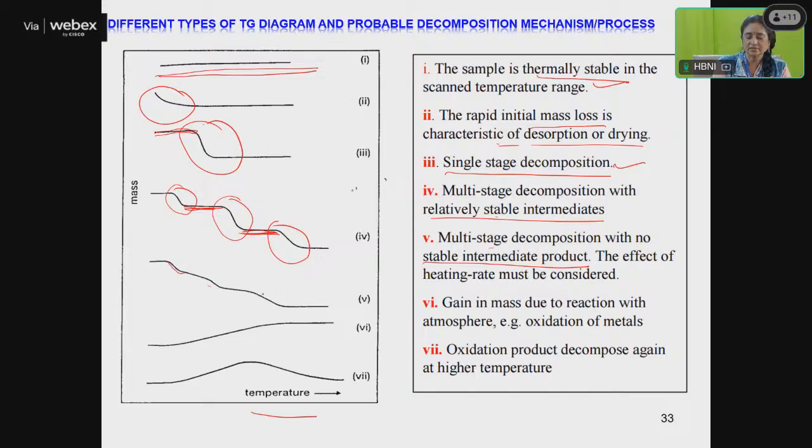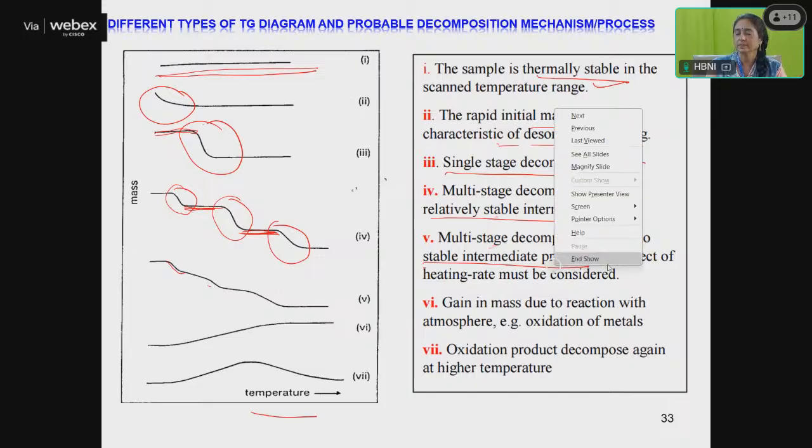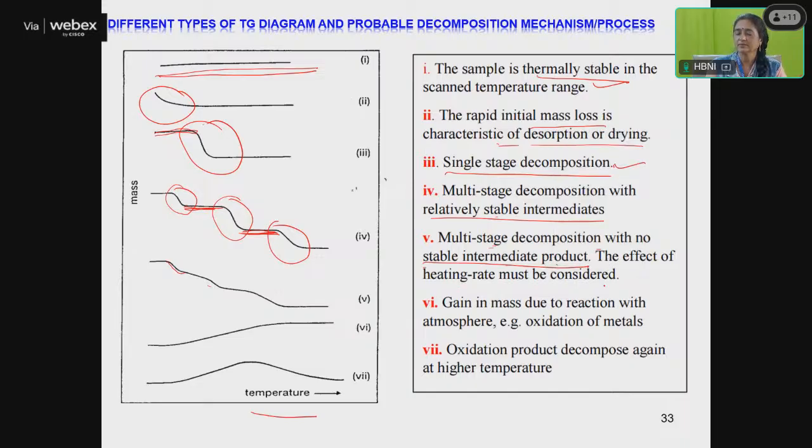Again it is continuously decreasing with some harm. So it is a multi-stage decomposition with no stable intermediate product. The effect of heating rate must be considered. So here you need to do the experiment once more with a slow heating rate to get much better ideas.